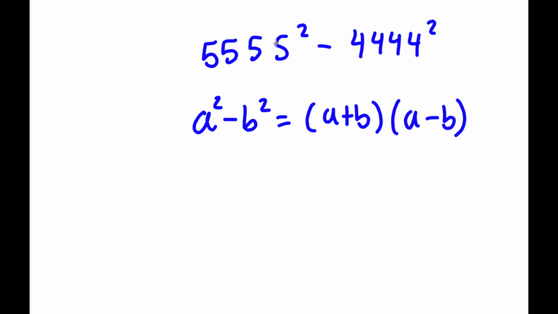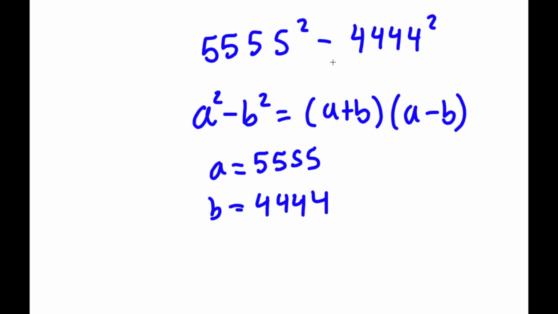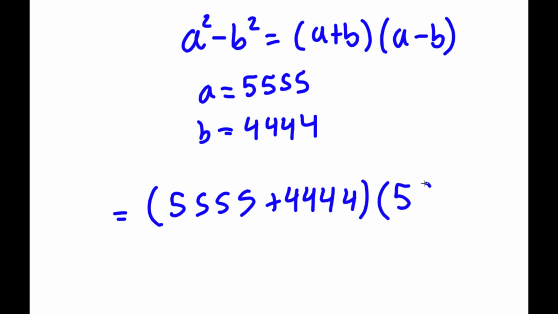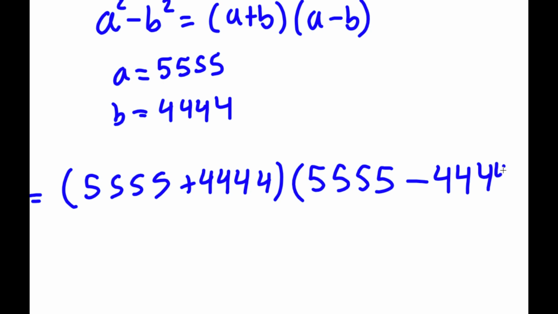So, if you notice over here, this is in the form a squared minus b squared, because a in this case is 5,555 and b is 4,444. So now if I put this in the form a plus b times a minus b, I'm going to get a plus b, so 5,555 plus 4,444 times a minus b, so 5,555 minus 4,444.